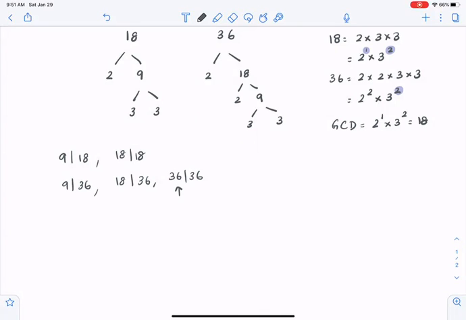Let's not go there. So 9 is in common. So you may argue, well, why can it not be 9? Well, it can't be 9 because 18 is bigger than 9 and it divides both numbers. So the greatest common divisor has to be 18. You may say, well, why can it not be 36? Well, 36 divides 36, but 36 doesn't divide 18.